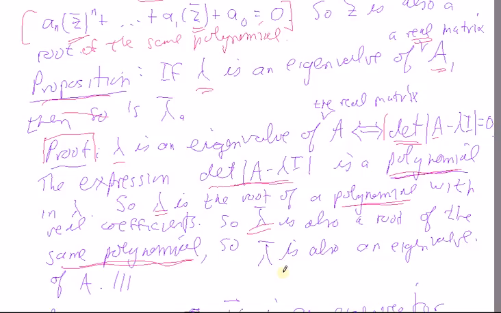That means that the determinant of A minus lambda bar I is also equal to 0, because it's a root of the very same polynomial. So lambda bar is also an eigenvalue of A. Finished. Okay.